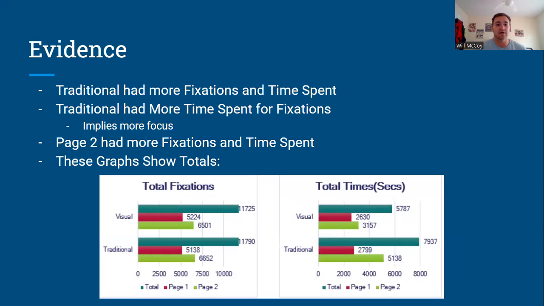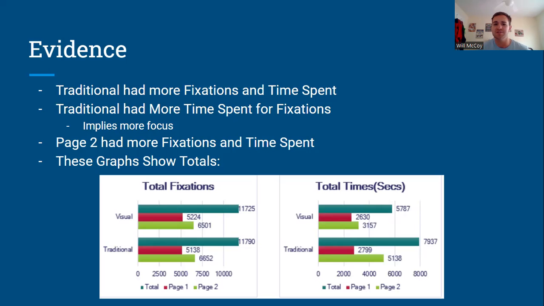First off, for the evidence, the traditional had more fixations and time spent. The traditional had more time spent for the fixations, which implies that there was more focus. As you can see in the chart down there, for the total time in seconds, the traditional had 7,937 compared to visually only having 5,787, meaning that even though the total fixations were around equal, there was more time actually spent on those fixation points for the traditional, implying that there was more focus.